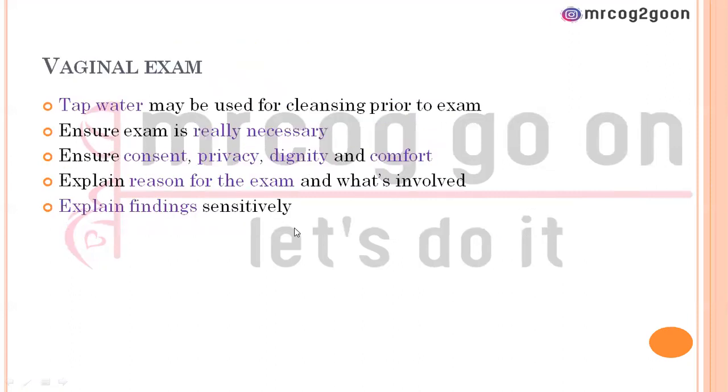Okay, vaginal examination. As I told you, water is enough as antiseptic for us. We just want her to wash her vagina or external genitalia, only wash it. Ensure that the exam is really necessary. We must take her consent. As I told you, don't touch her without asking permission and consent. And you have to explain to her why you are doing this, and explain whatever finding you find.